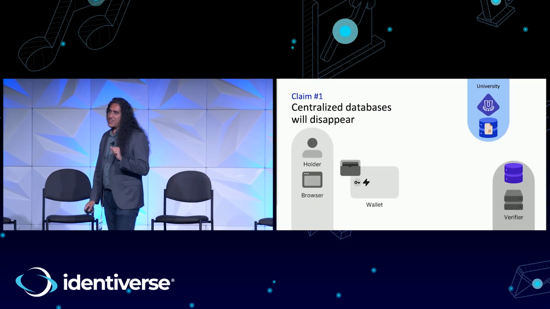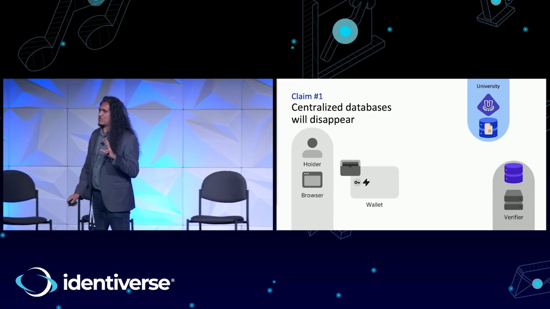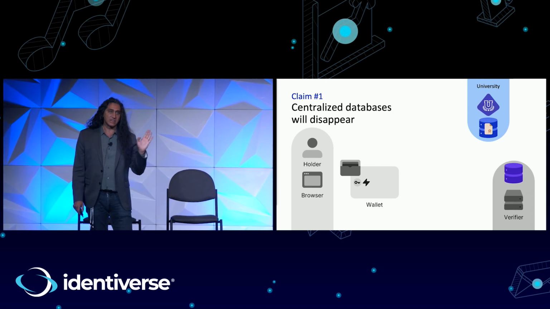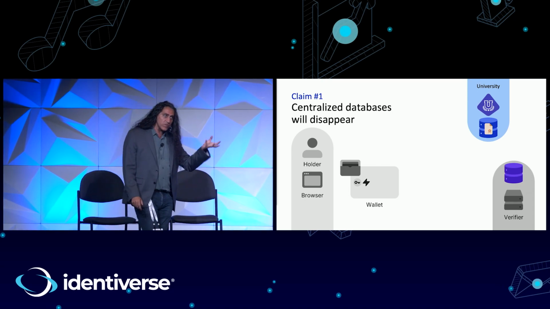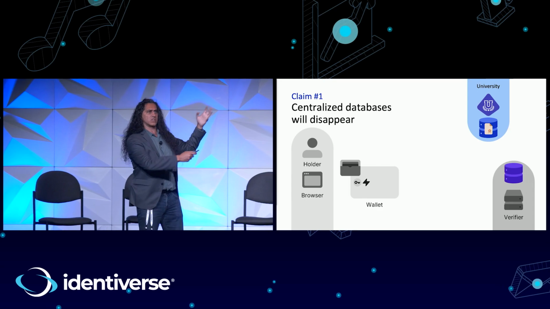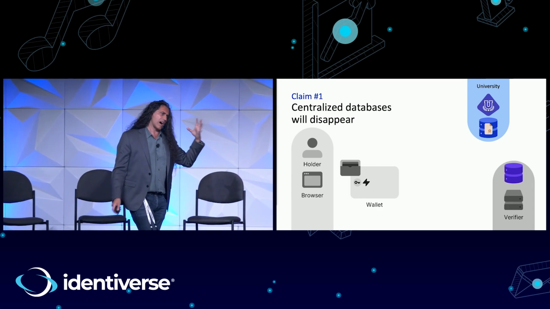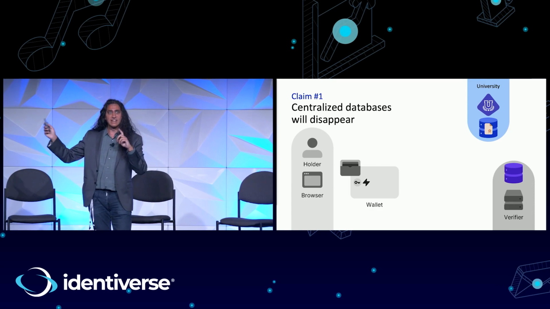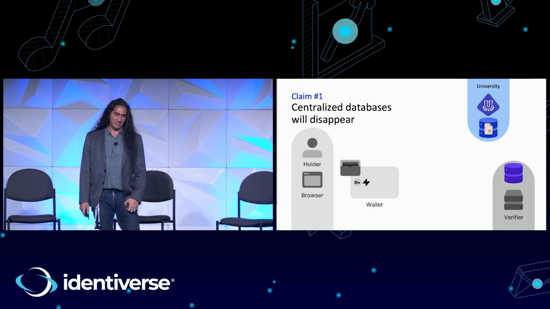Okay, let's think about "centralized databases will disappear." I start with the credentials, because that's usually what they start with. The first slide that they show is like, here there is a single point of failure. If a hacker attacks this thing, we are all in trouble. But luckily, this thing will make those databases disappear.